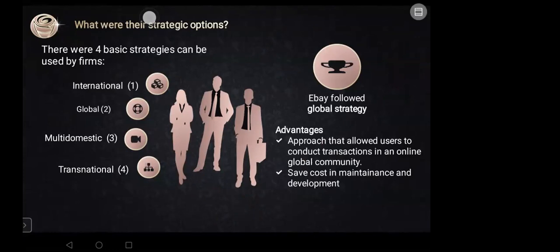Okay, the next slide is the strategic options that can be used. Number 1 is international strategy. Number 2 is the global strategy. Number 3 is the multi-domestic strategy. And number 4 is the transnational strategy.